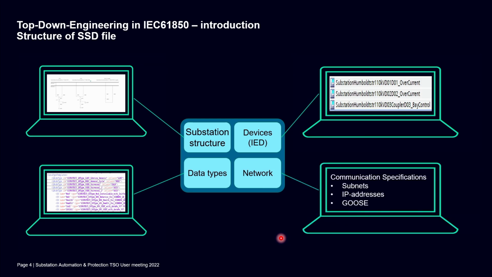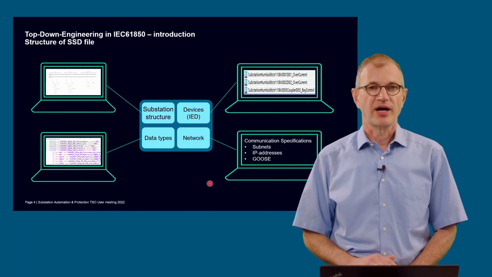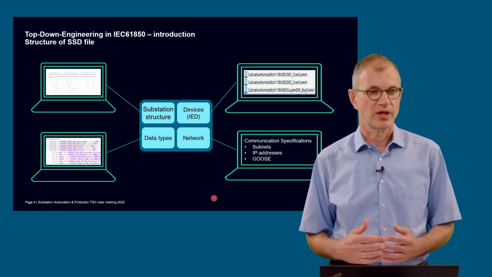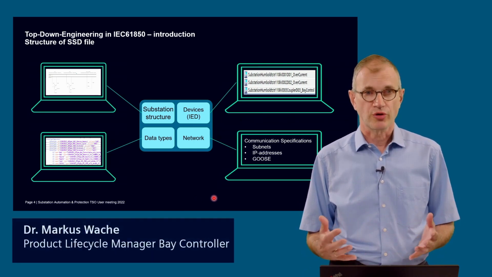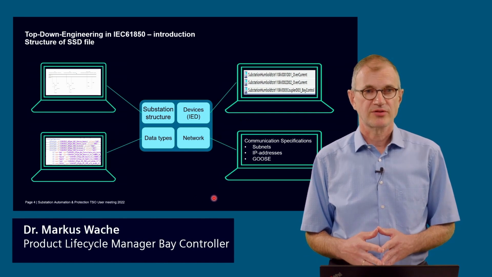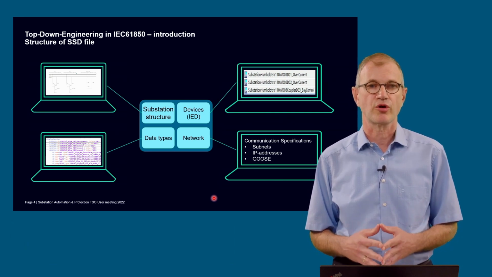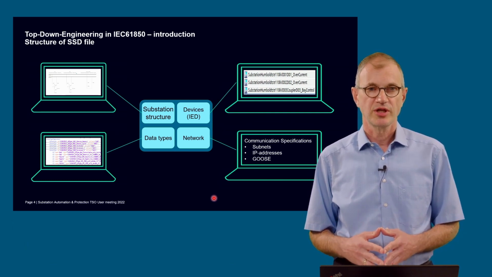And the network describes also very useful functionality which can be used by DIGSI. The subnets, the IP addresses of the devices, and the GOOSE connections, for example. All these 4 parts can be there. They are not mandatory, so an SSD file can of course contain only parts of these content here. But this is the full content according to 61850-6.